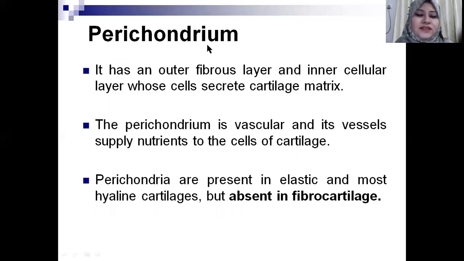Perichondrium is the outer covering of cartilage. It has an outer fibrous layer and an inner cellular layer whose cells secrete cartilage matrix. The perichondrium is vascular and its vessels supply nutrients to the cells of cartilage. It is present in both hyaline cartilage and elastic cartilage, but absent in fibrocartilage.